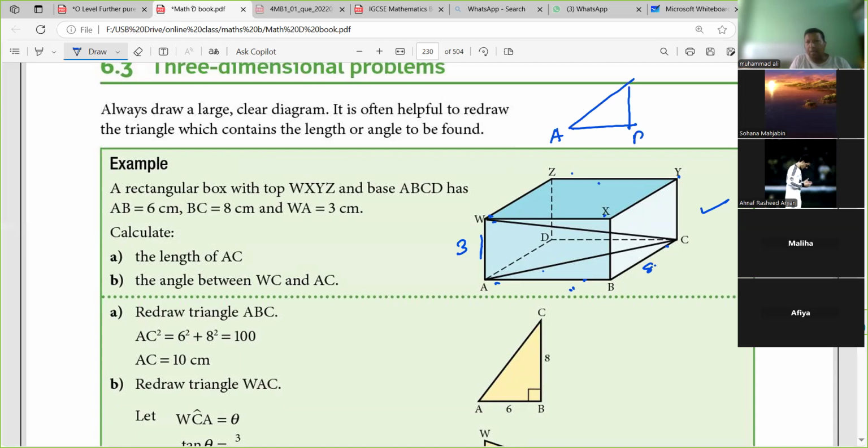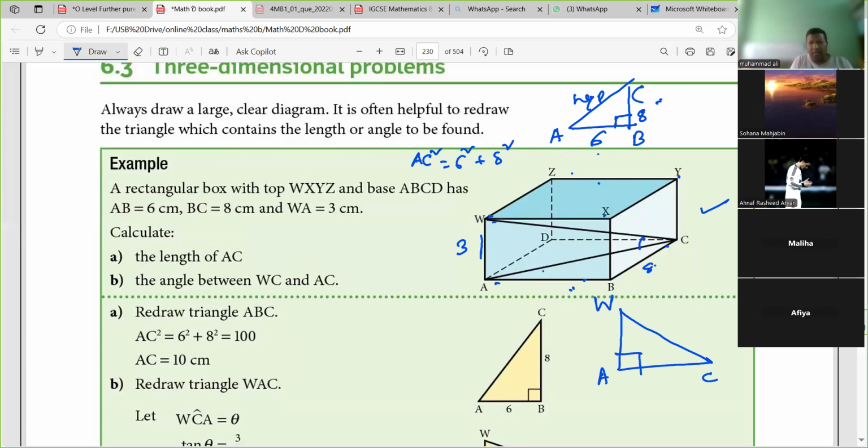A, B, C. AB is given as 6 centimeter, and BC is 8 centimeter. So definitely we have to use the Pythagoras theorem to find AC, right? So AC square equals 6 square plus 8 square, because AC is the hypotenuse: hypotenuse square equals opposite square plus adjacent square. Now the second part: the angle between WC and AC. Here also we redraw the figure. WAC is also a right angle triangle.